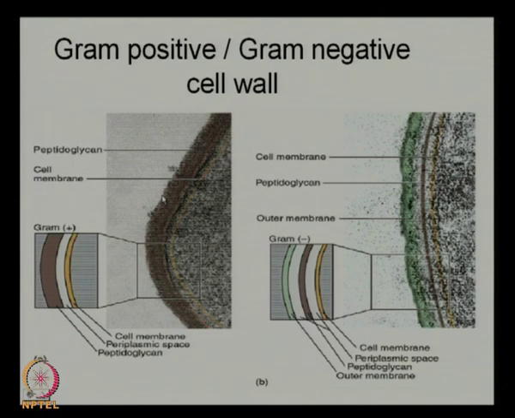Now, the electron microscopic view tells that it has a cell membrane followed by the periplasmic space, then a thin layer of peptidoglycan followed by the outer layer, which is not there in gram positive bacteria. In gram positive bacteria, you see the cell membrane followed by the periplasmic space and peptidoglycan, and this way gram positive bacteria are different from gram negative bacteria.